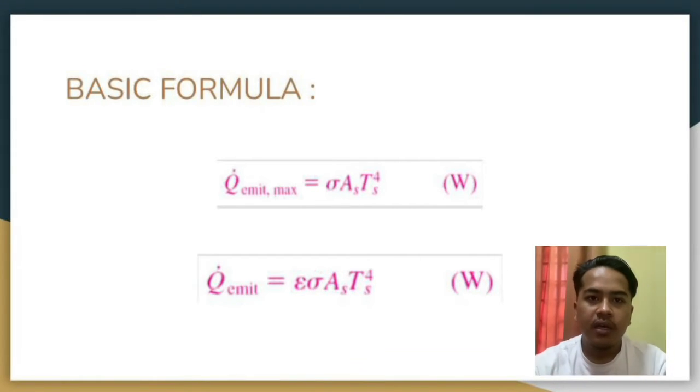We can find another Q emit by using another formula, that is sigma times area times emissivity times temperature to the power of 4. What is emissivity? Emissivity is a measure of how closely a surface approximates a black body, for which emissivity equals one. So we can see that if the emissivity is equal to one, we can say that the surface or the solid is a black body.